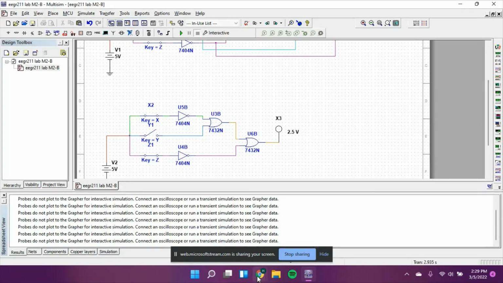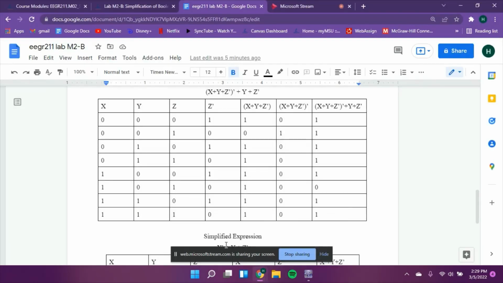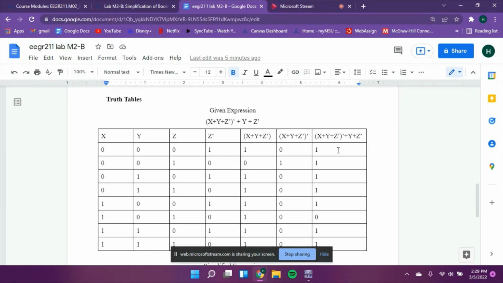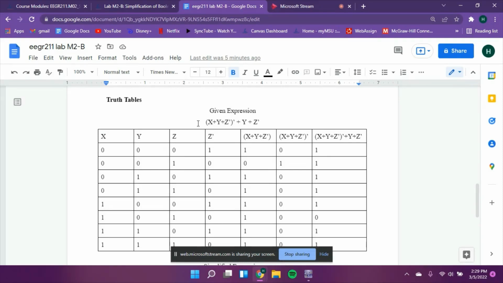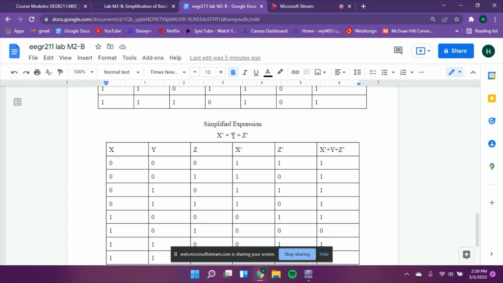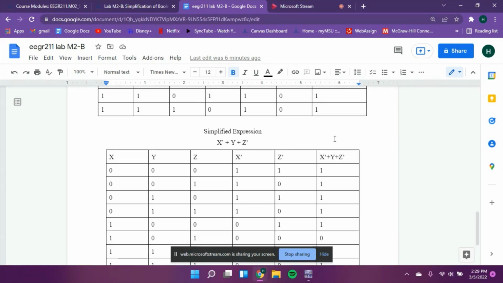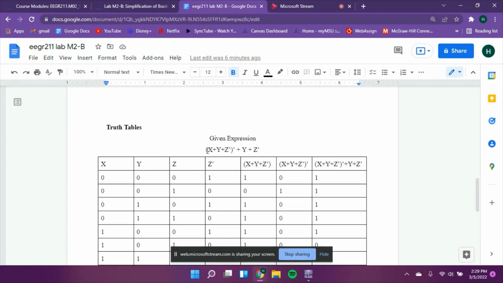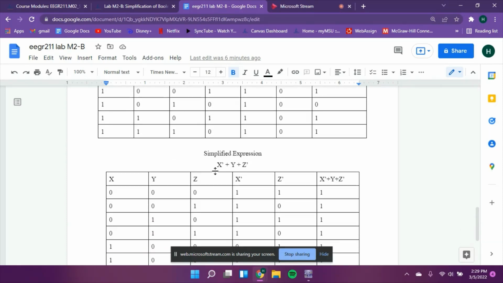In conclusion, I think I have met the given objectives because I was able to simplify the expression from this into x naught plus y plus z naught. It went from many components to just 3 components.